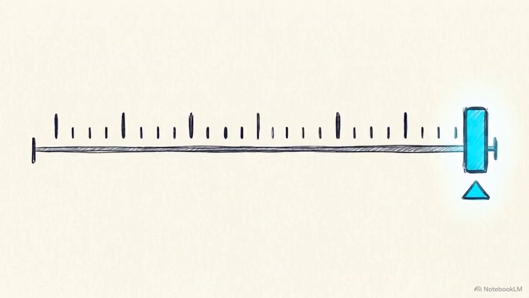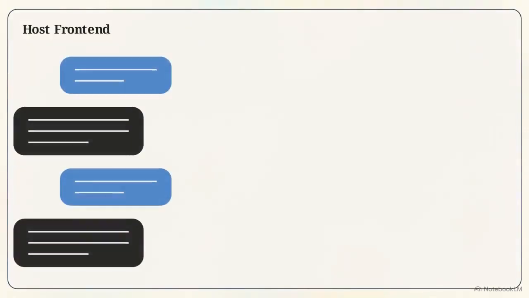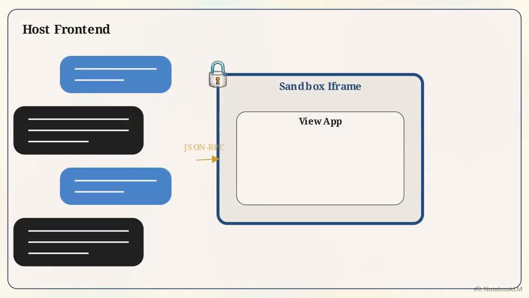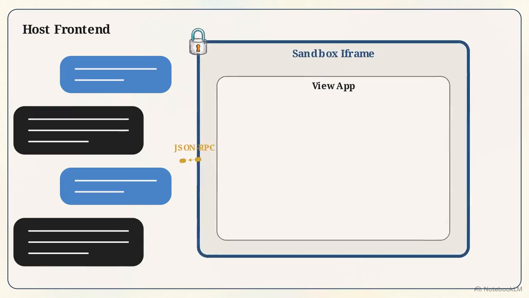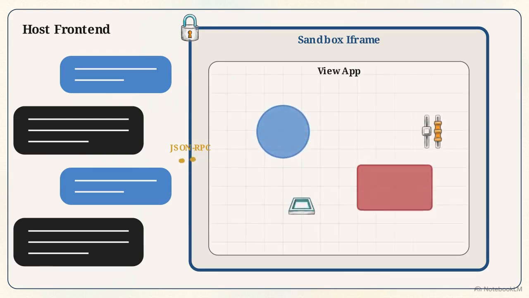Moving to the far right of the spectrum, we reach open-ended generative UI. Here, all pre-registered component constraints are removed. This diagram illustrates the sandboxed double iframe architecture of MCP apps. By isolating JSON RPC communication between a host frontend and an embedded view, you can securely embed fully functional third-party platforms directly into the user's chat interface.